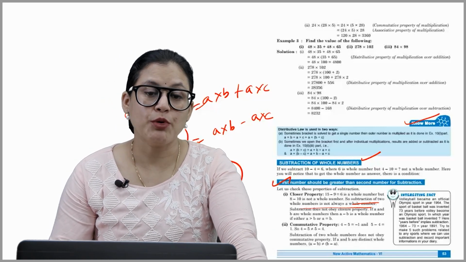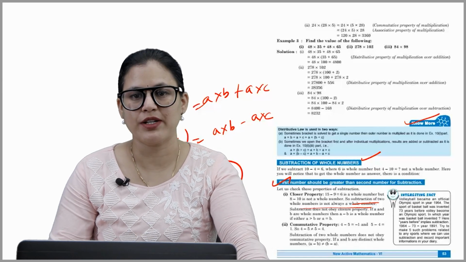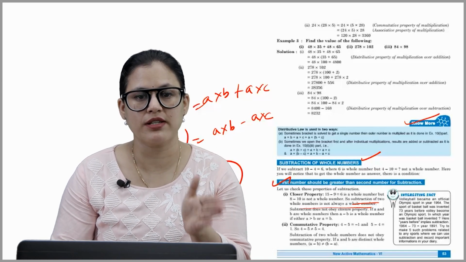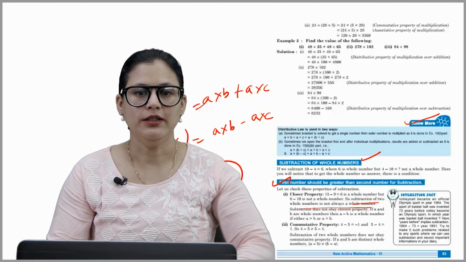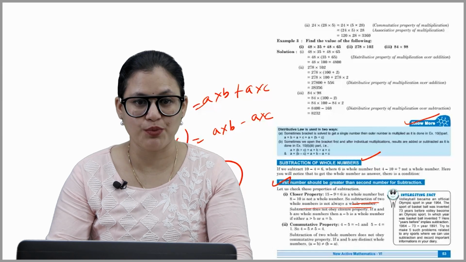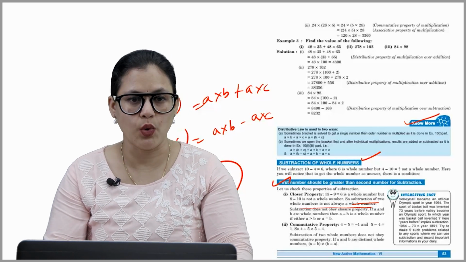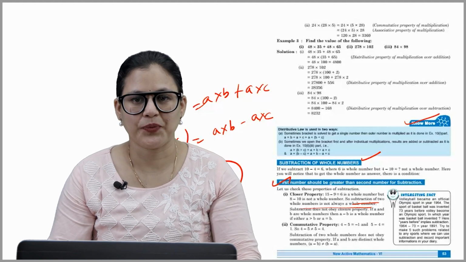Number 2, commutative property. 4 minus 5 is equal to minus 1 and 5 minus 4 is equal to 1. So, 4 minus 5 is not equal to 5 minus 4, okay? Subtraction of two whole numbers doesn't obey the commutative property if A and B are distinct whole numbers, where A minus B is not equal to B minus A, okay?